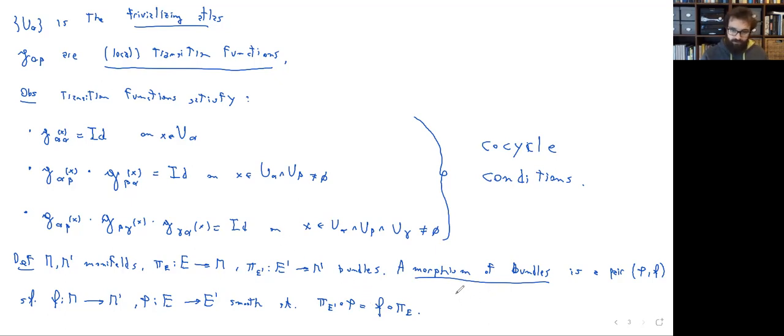Yeah, so you put E, E prime, F, F prime, and it means this commutes. And if F and phi are diffeomorphisms, the bundles are equivalent. So we have these two fibrations, or these two bundles, and we say that this is a morphism if simply the natural diagram commutes. And of course, if both these two arrows, so this F and phi arrows, are diffeomorphisms, then we just say that the two bundles are equivalent. A pretty natural definition.